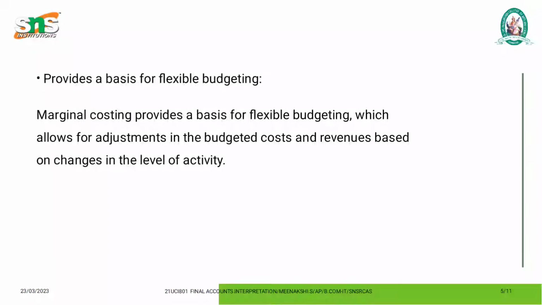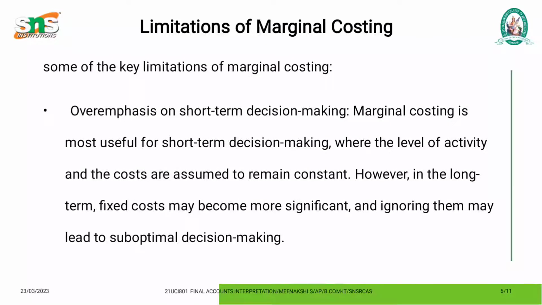The next significance of marginal costing is to provide a basis for flexible budgeting. Usually, budgeting should always be flexible. It has to be adjusted with the production cost. When we know marginal costing procedure, we can easily make a flexible budget. This marginal costing provides a basis for flexible budgeting, which is very helpful in adjusting the budgeted cost and revenues based on changes in the level of activity. So we have learnt about the significance.